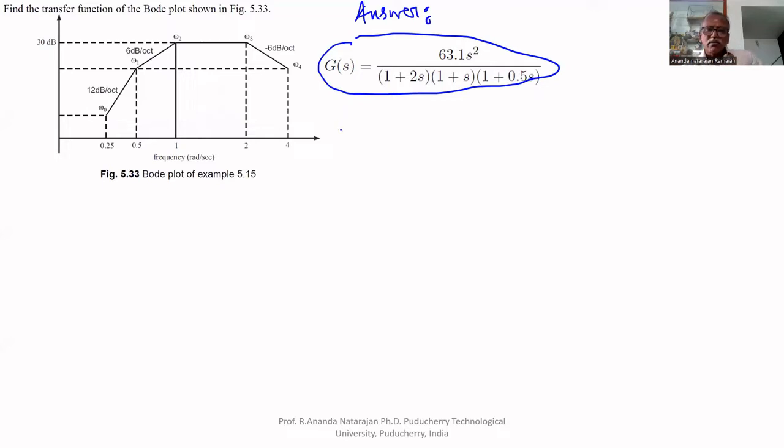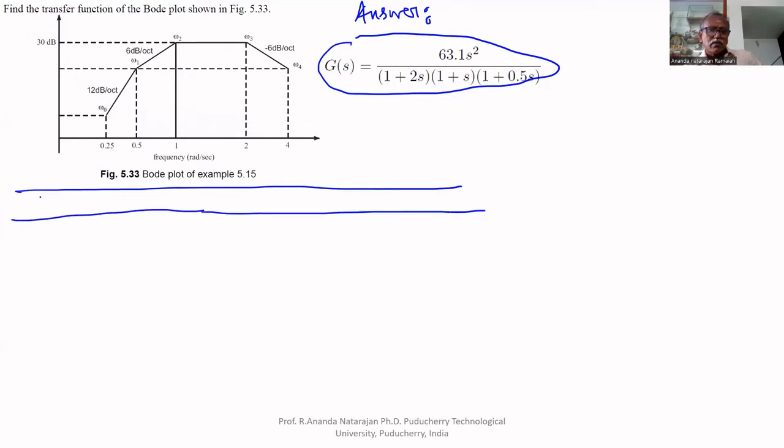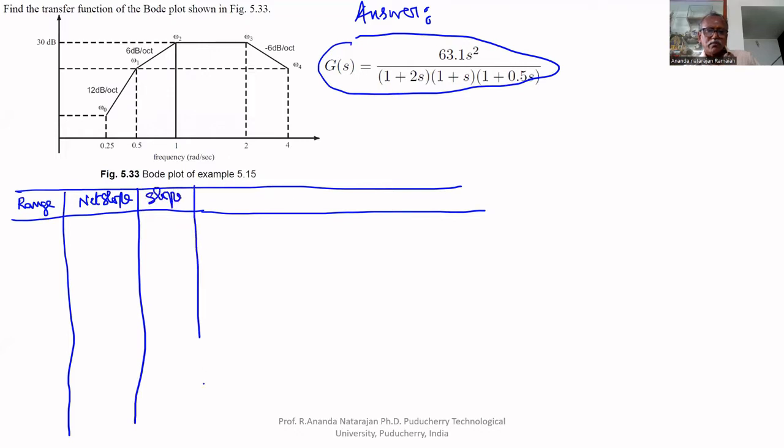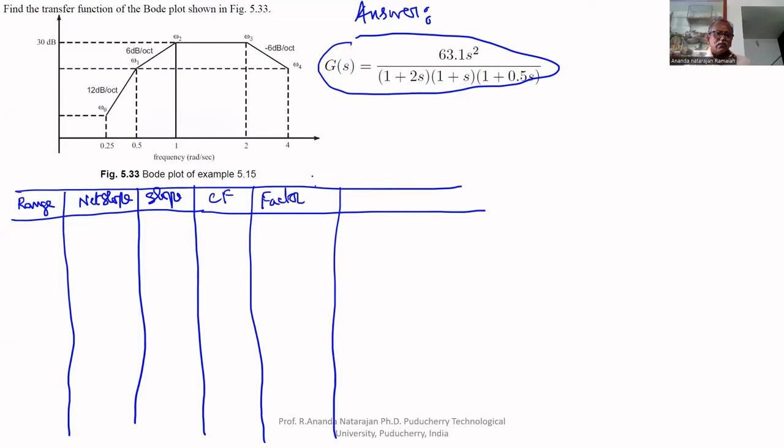So again, we have to form the table. Range, net slope, then slope, corner frequency, then factor. So these are all. So now range is first.